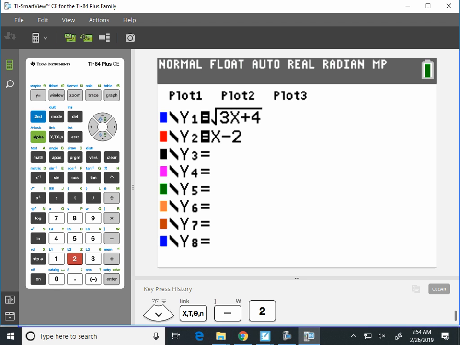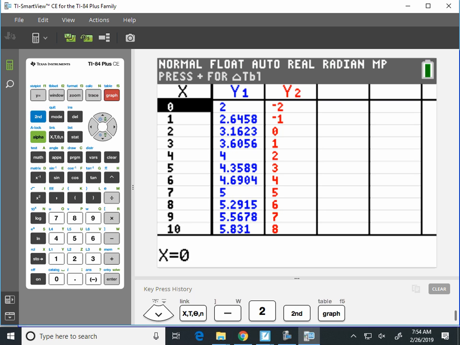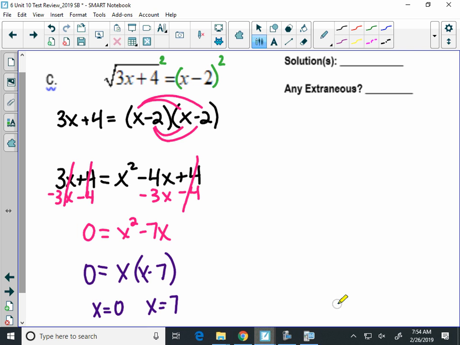Now to use the table to check this, I go to the table. Now I look at x equals 0 right at the top here. Because y1 and y2, the outputs are different for either equation, that means that 0 is not a solution. So when I go back to my paper here, 0, I cross it off. X equals 0 is extraneous for this problem.